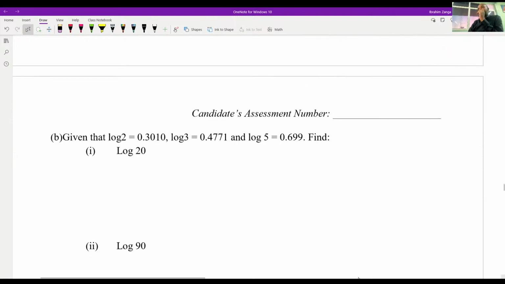Jumping to question number 7B, we are supposed to find the value of log 20 and log 90 if we were given log 2, log 3, and log 5. So we'll be actually breaking down 20 into factors of 2, 5, and 3.